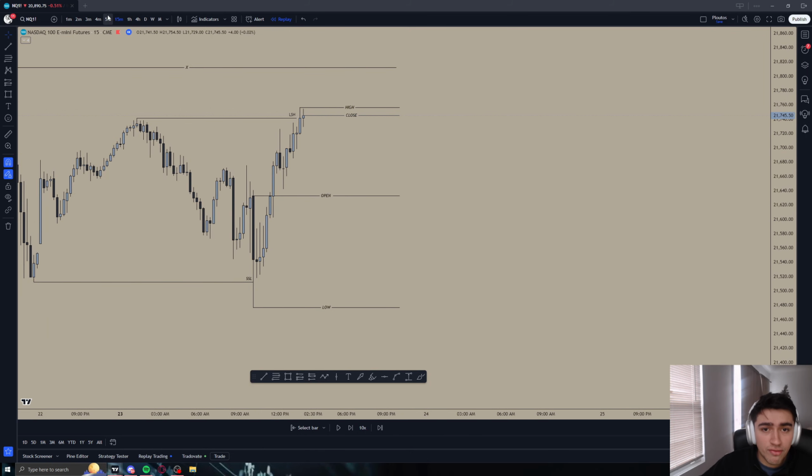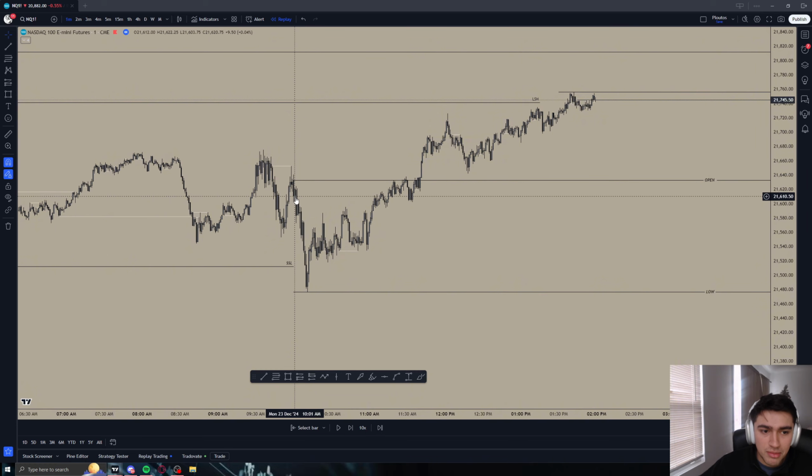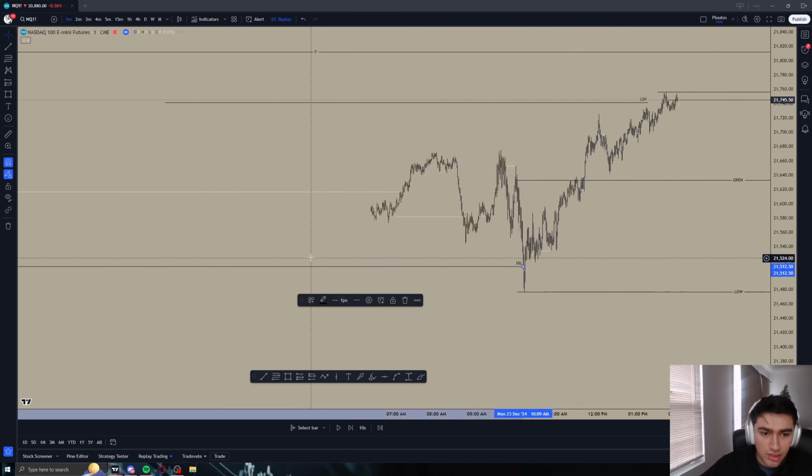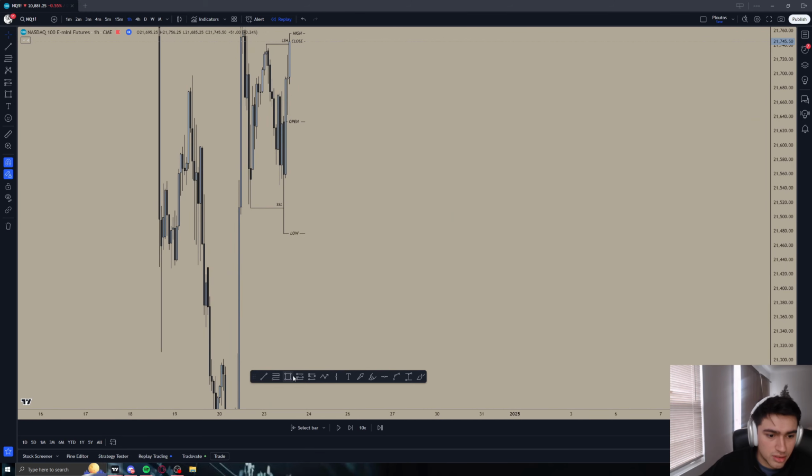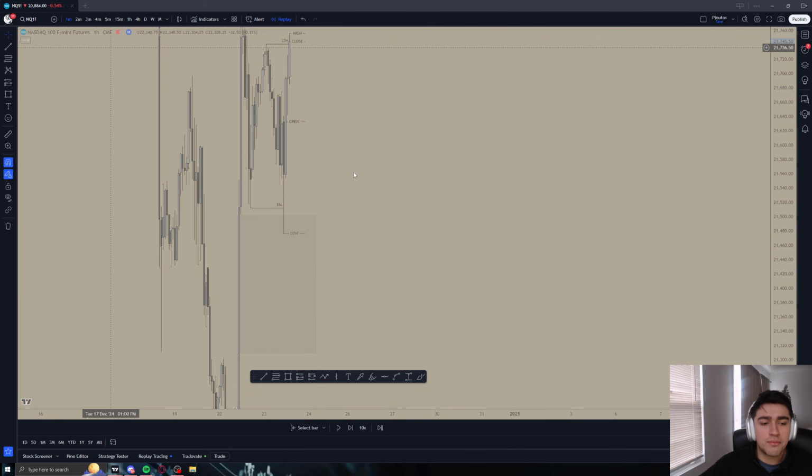So let's take an even further look inside of this. Open immediately lower into where? Sell side liquidity and into an hourly imbalance, right? Because we tapped into this hourly right here. Beautiful. We're gonna mark this out. BISI right here. Beautiful, right?